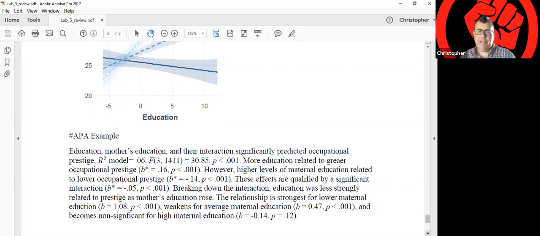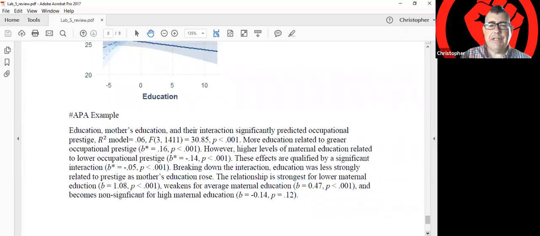Breaking the interaction down, relationship is strongest for lower maternal education, weakens for average maternal education, and becomes non-significant for high maternal education. So definitely, the homework assignment, use this as a template for how you will put together your presentation. Note that we've got B stars being the standardized coefficient and B values being the unstandardized. And that just reflects the convention within the field to use the unstandardized coefficients for the simple slopes analysis. I don't know why that's convention, but I really see everybody presenting it that way, and even some folks saying that that's the preferred approach. It doesn't make a big deal of difference here.